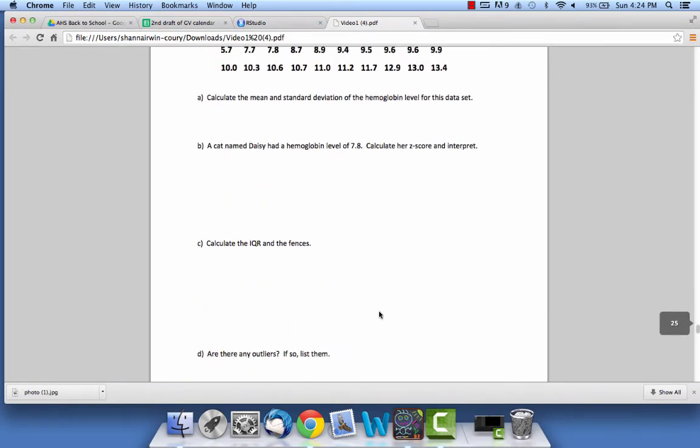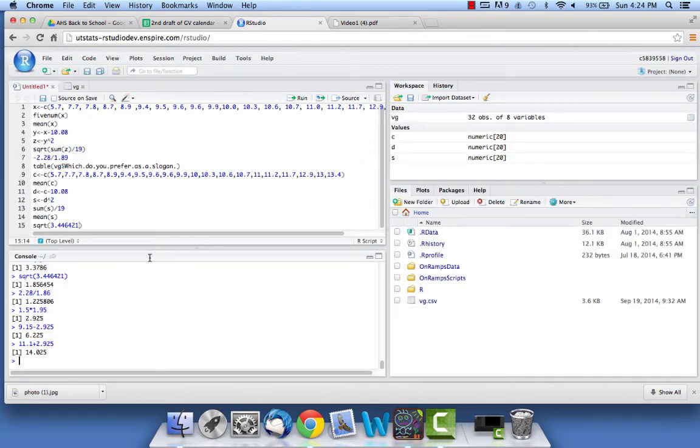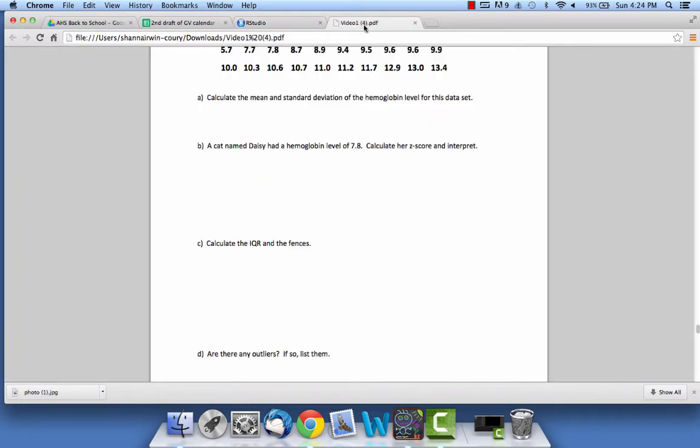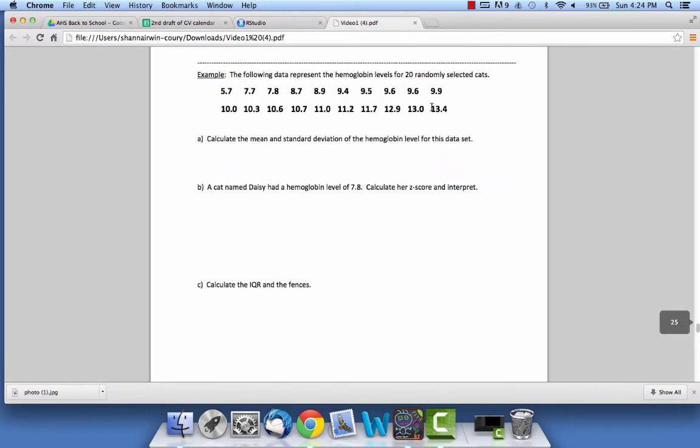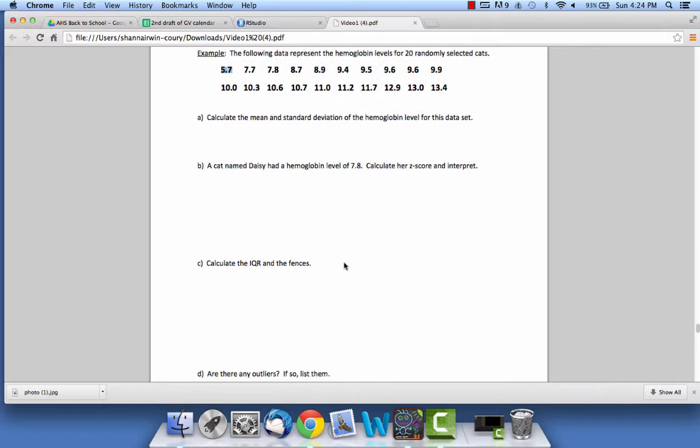And then there was the question of the outliers, and I just erased what I'd written, but the fences are still here, 6.225, 14.025. So if we look here, it looks like this 5.7 is the only outlier. And this is so terribly familiar that I do think I did this in the other video, but that's okay, we'll live.